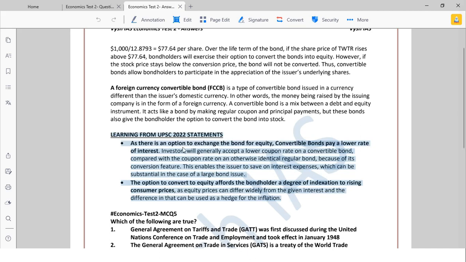But at least understand, UPSC is asking you difficult questions on a term, that is convertible bond, which usually you can't find in any textbook. Usually in every coaching institute they won't teach you. But we have covered it, and this is the extra statement which UPSC asked.